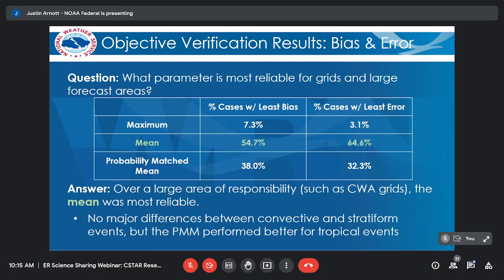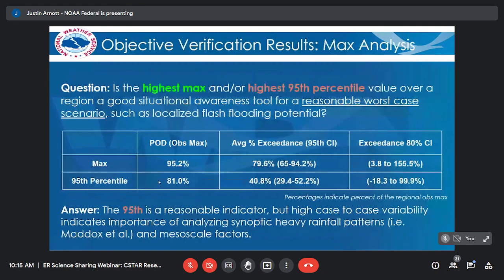But the probability matched mean did perform better in the couple of tropical events that were actually sampled over the 5-year period. And so you can get the first kind of nugget there, which is the mean is probably the first place to start in terms of a gridded forecast.